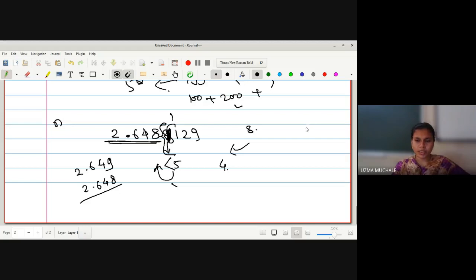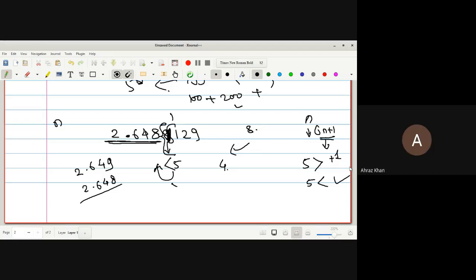Suppose you want to reduce the number to n significant digits, you have to look at the n plus 1th digit. If this n plus 1th digit is greater than 5, then you have to add one to the previous digit. And if it is less than 5, then you keep it as it is. Okay.